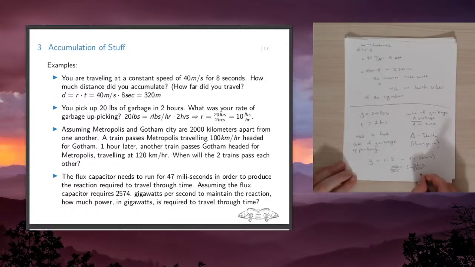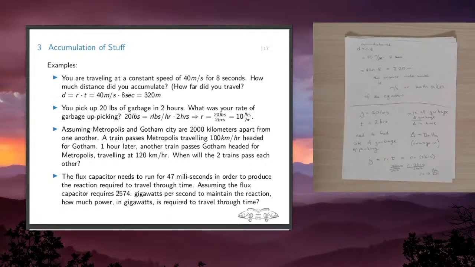And so then R is just going to equal 20 over 2, so that's going to be 10, times pounds per hour. What this means is that for those 2 hours you were collecting garbage, you collected it at 10 pounds per hour. That's the rate at which you collected the garbage.